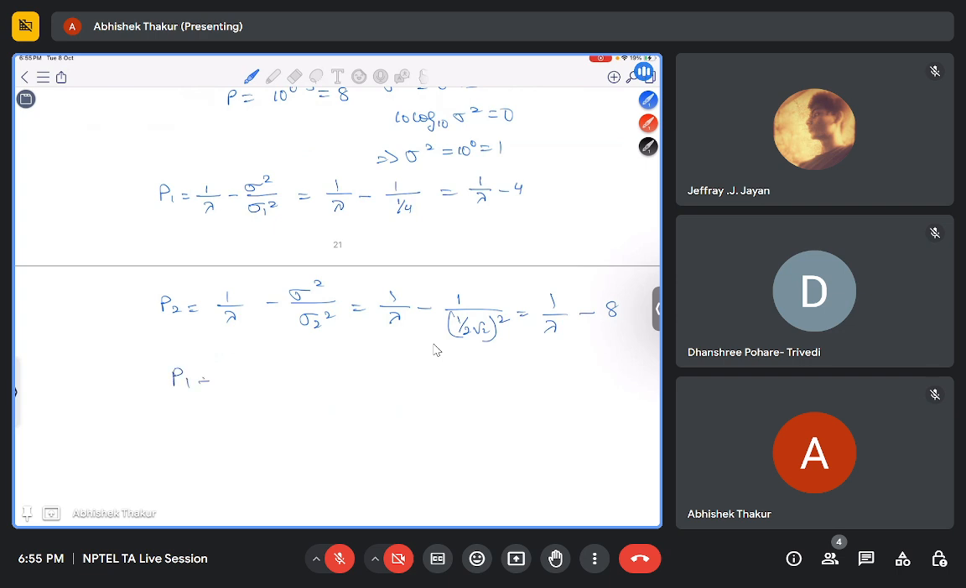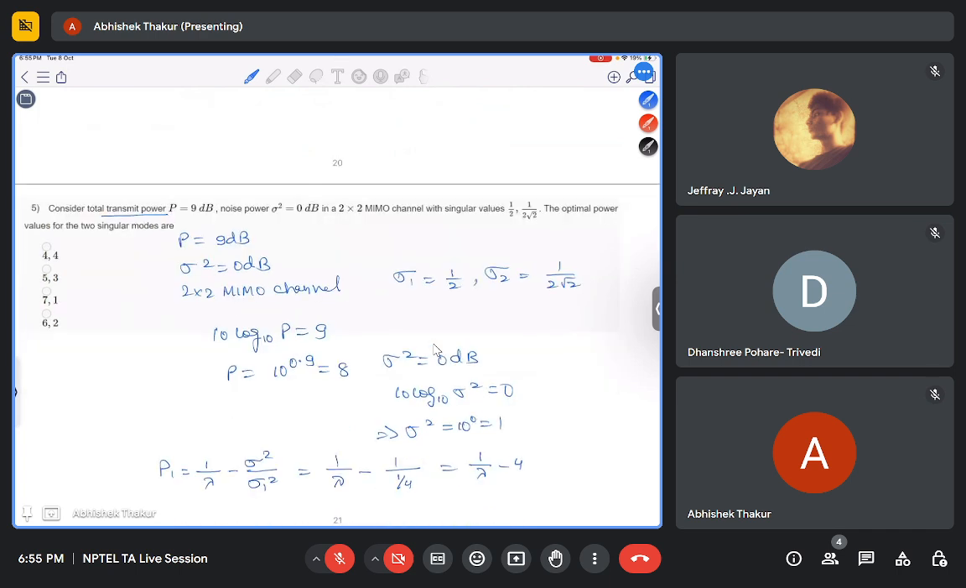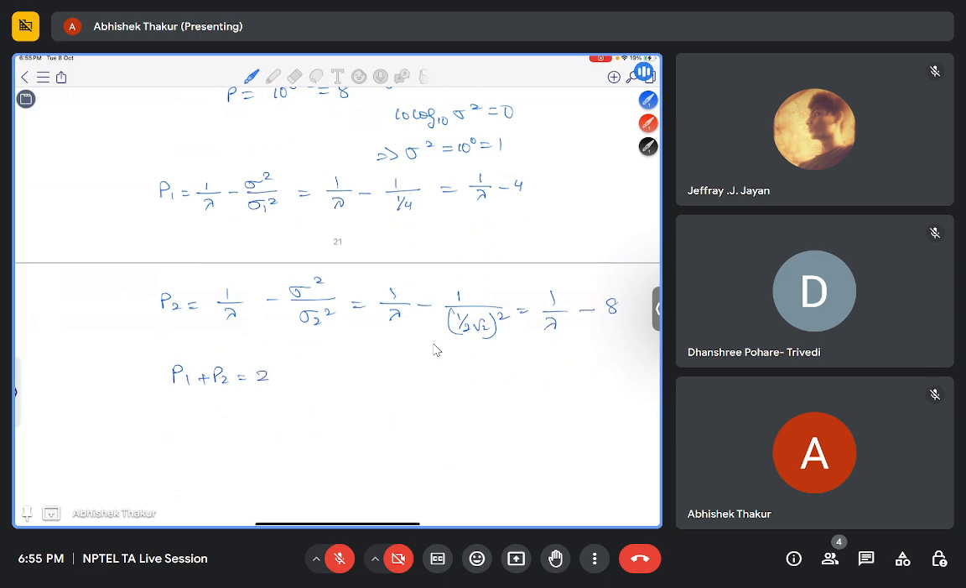So P1 plus P2 is equal to 2, that is given as 1 by lambda minus 4 plus 1 by lambda minus 8 is equal to 2. So it will become 2 by lambda is equal to 2 plus 12, that is equal to 14, which implies that lambda is equal to 1 by 7.